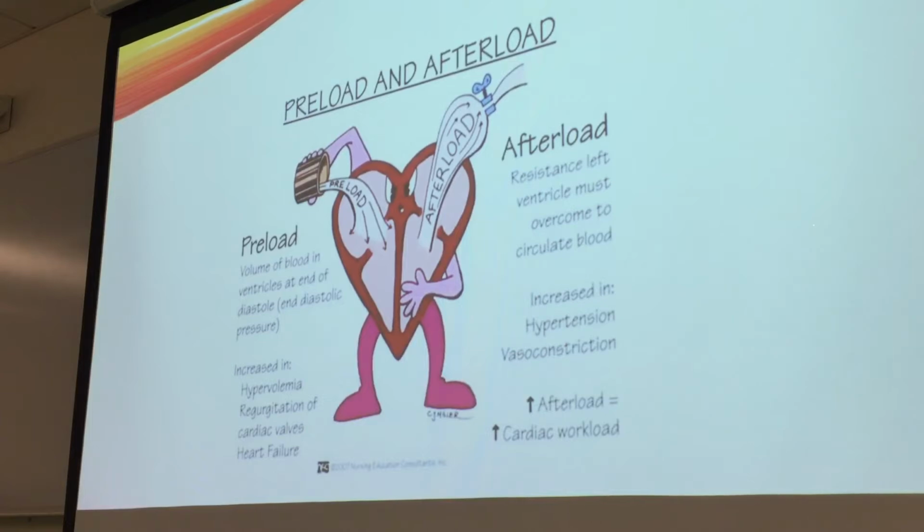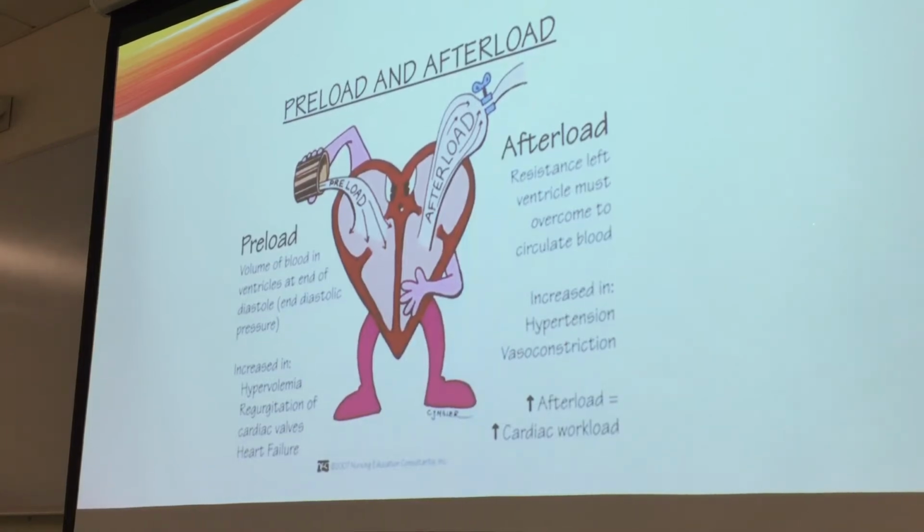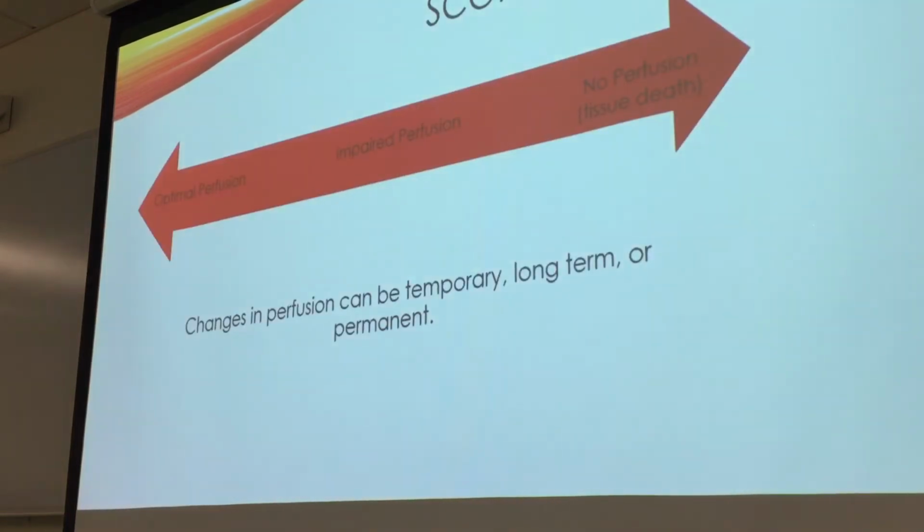I mentioned preload and afterload earlier. So preload is the amount of volume going into the heart, whereas afterload is the resistance that it has to pump against in order to circulate oxygenated blood. The scope of the concept's the same. You're either optimally perfusing, you have impaired perfusion, or no perfusion resulting in tissue death.